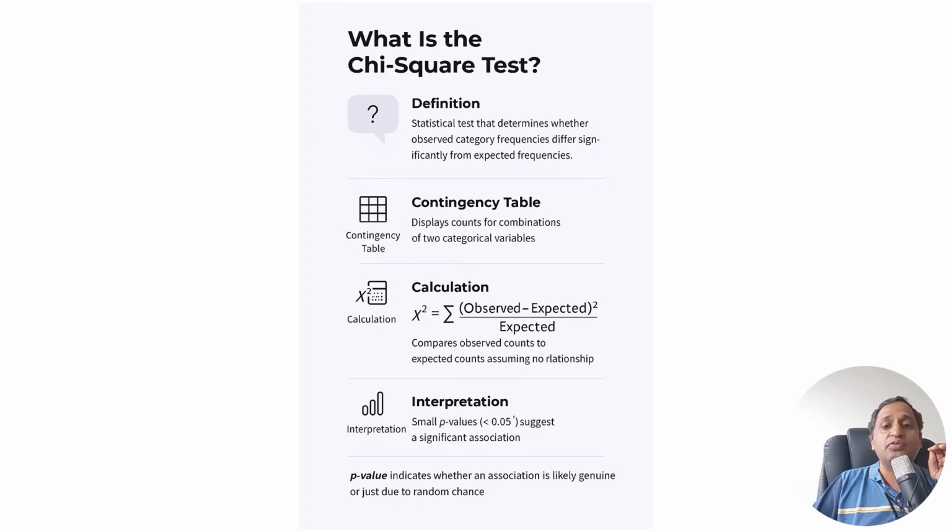Now comes the part everyone cares about, the p-value. The p-value tells us how likely it is that the observed difference in the contingency table happened just by chance. A small p-value, typically less than 0.05, means that the difference is statistically significant. That's our green light to say yes, there is likely a real association between these two variables. But if the p-value is very large, we don't have enough evidence. The difference might be just random noise.